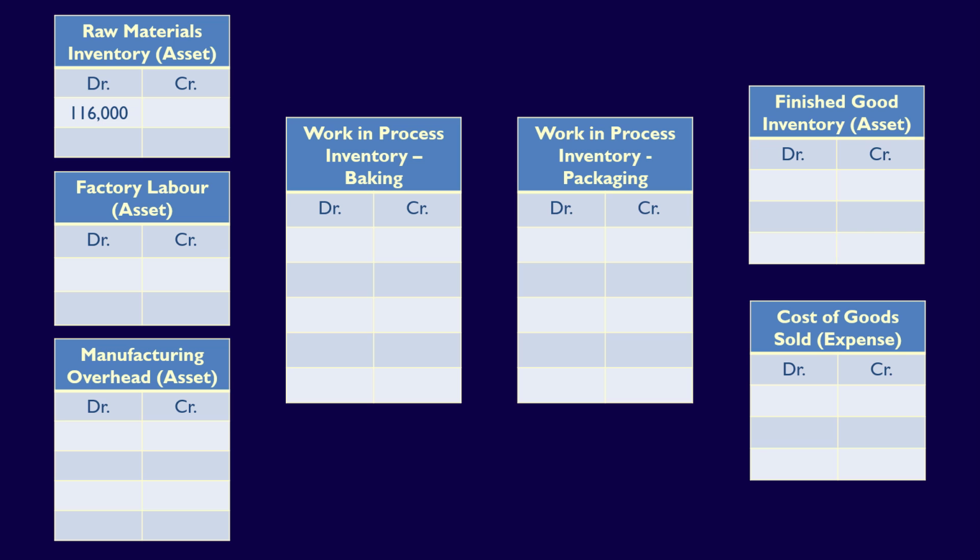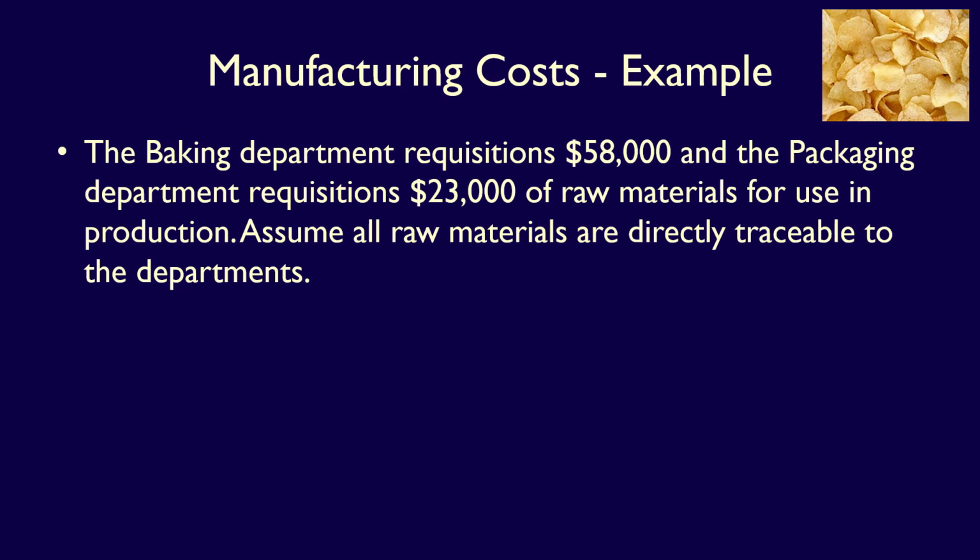We would then record this purchase in the T accounts as a debit to raw materials inventory. Note that I would also record this in the company's accounts payable T account as a credit to accounts payable, but I'm going to focus on the flow of manufacturing costs and therefore ignore any accounts which are not directly connected to those manufacturing costs.